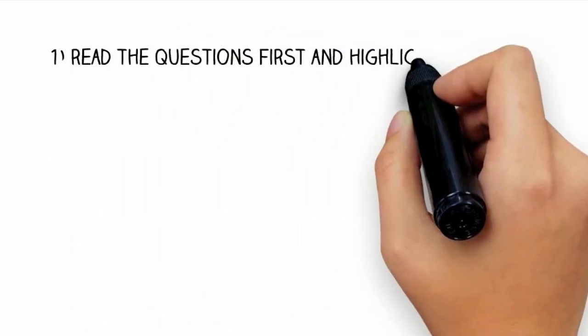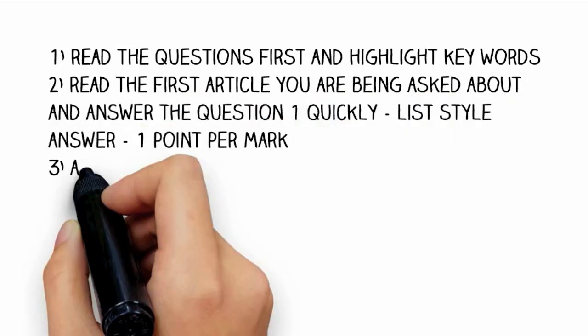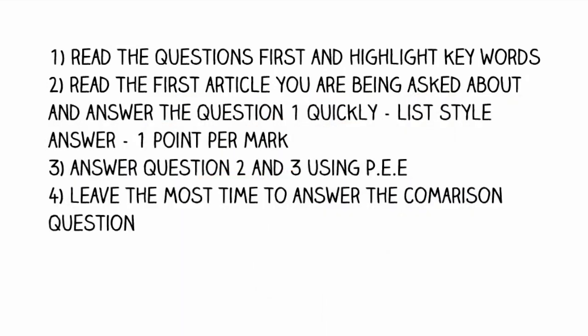So finally, my 4 top tips for this exam. Firstly, read the questions first and highlight the keywords so that you know what you're being asked to look for. Secondly, read the first article you're being asked about and answer question 1 quickly because it's easy. Just do a list style answer and remember to give 1 point per mark. 3, answer questions 2 and 3 using point, evidence and explain. And number 4, finally, leave the most time to answer the comparison question because it's harder.